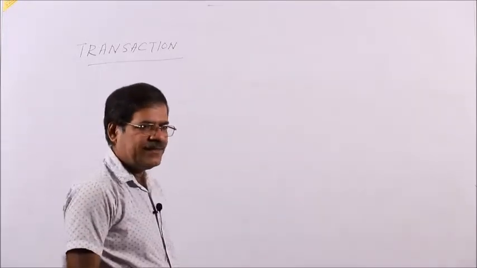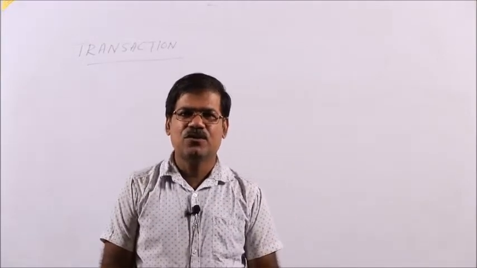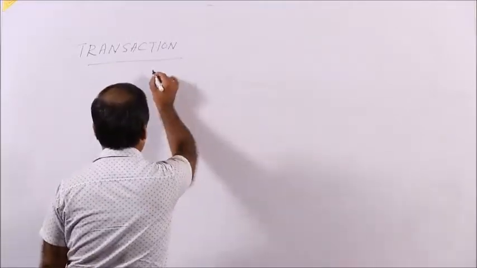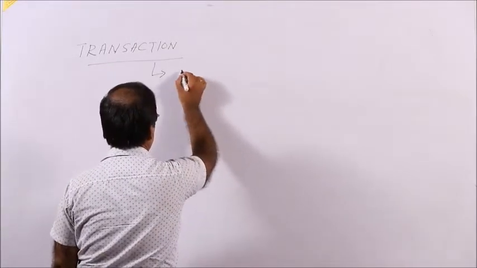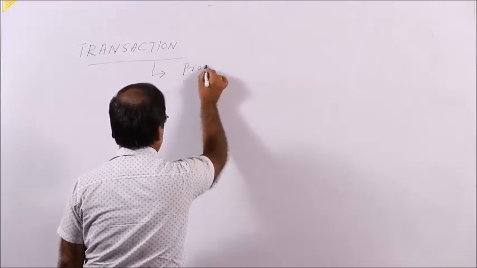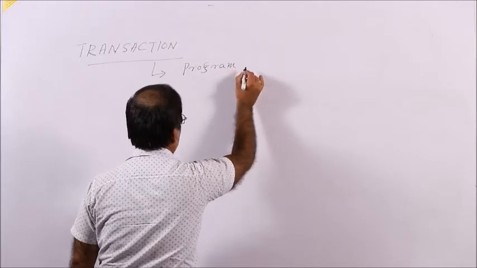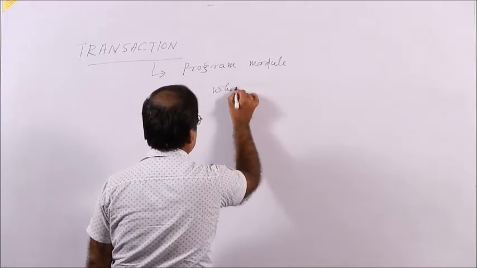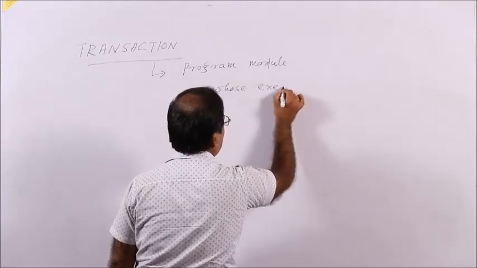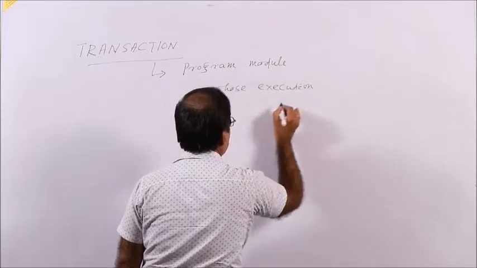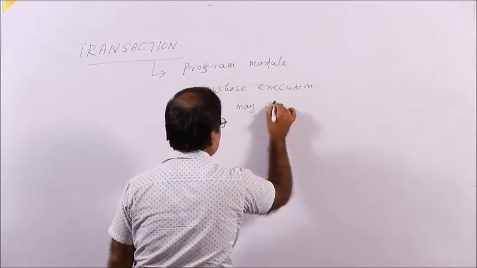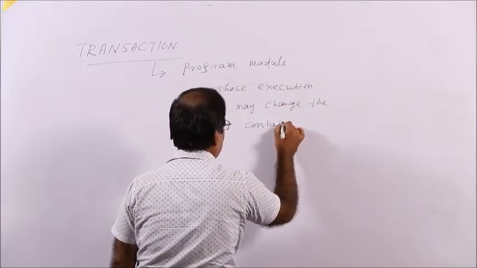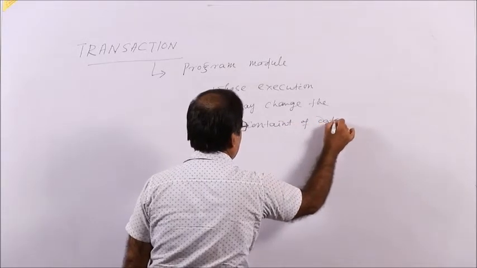A transaction is a program module whose execution may change the contents of the database. Basically, a transaction is a program module. It is a program whose execution, when you execute it, may change the contents of the database.